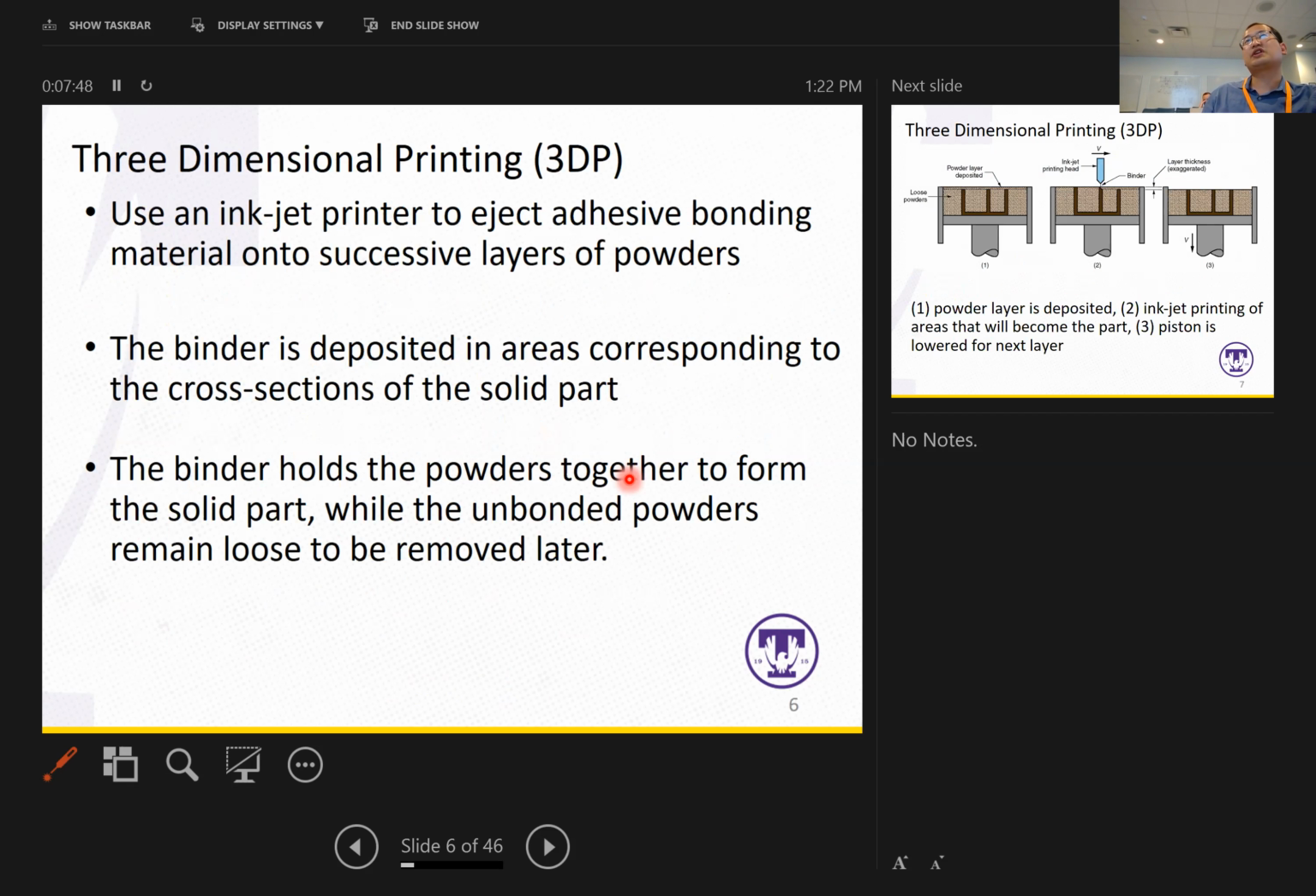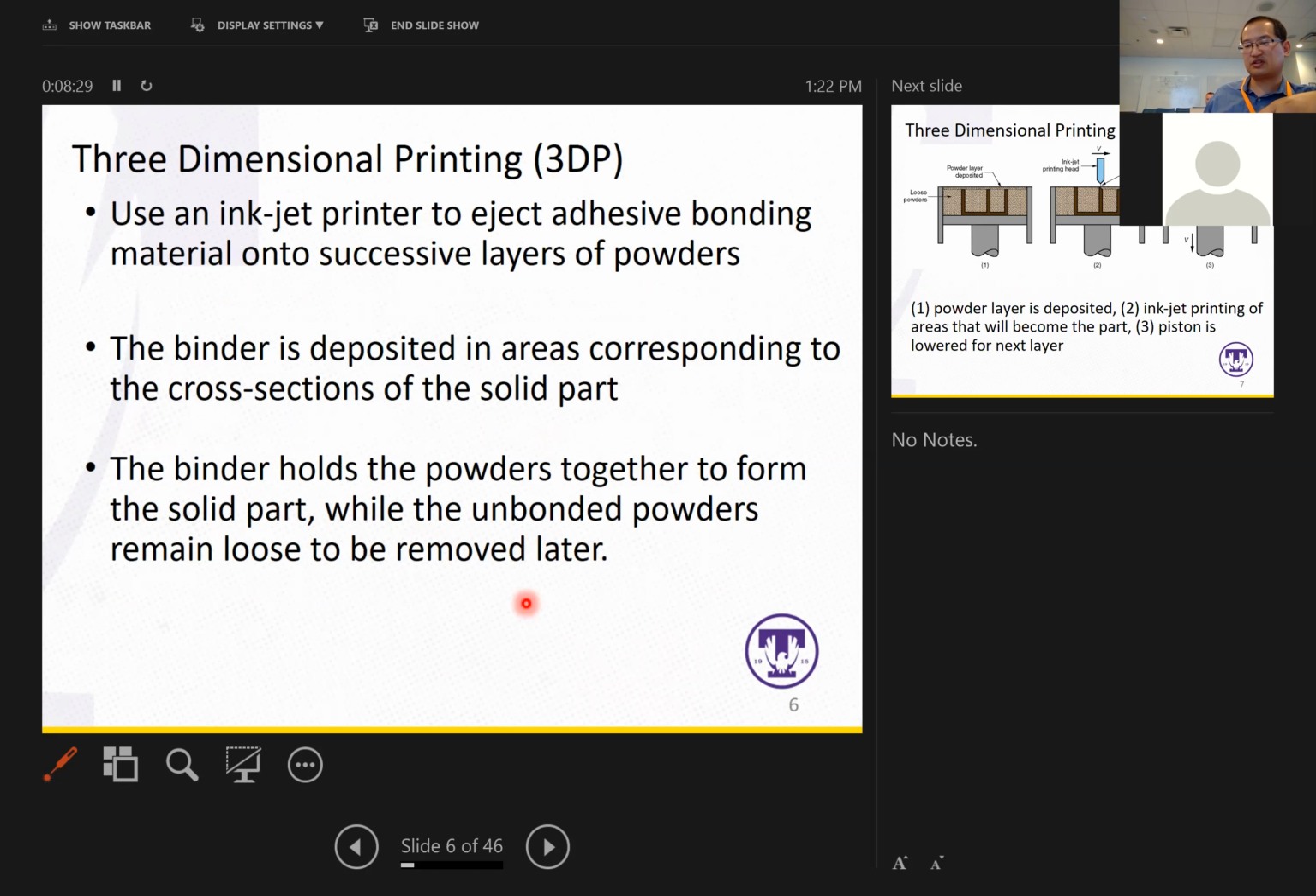And basically, utilize an inkjet machine to eject the bonding agents onto the successive layers of powder. So the binder is deposited in the area corresponding to the cross-section of the solid parts. So that is very standard for the additive manufacturing processes. And the binder holds the powder together to form a solid part, while the unbonded powders remain loose to be removed later, right?